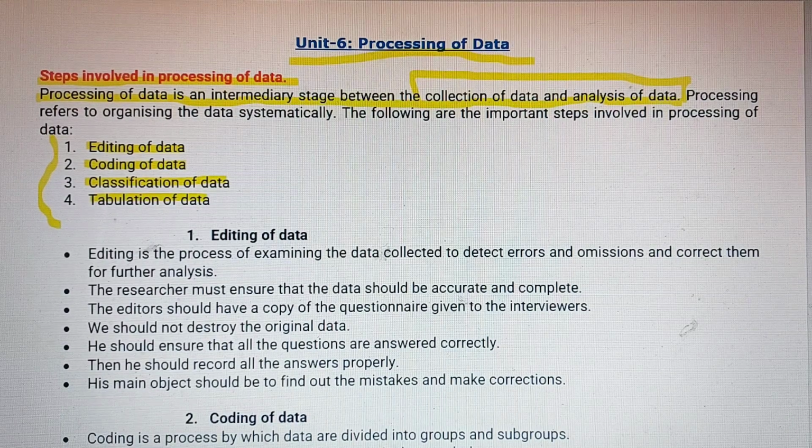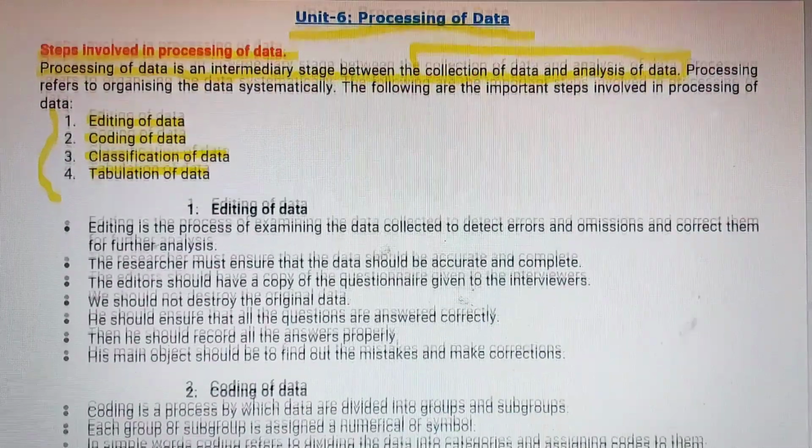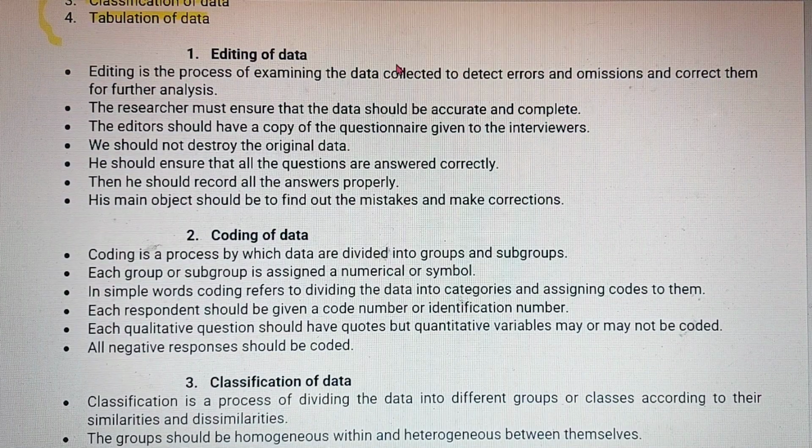Now, one by one, let's try to understand the meaning of all these points. In editing of the data, as the name implies, we will edit the data. We will examine whether the data collected are true or false, whether they are useful for the studies or not. And the researcher must ensure that the data must be accurate and complete. And he should not destroy these original data. So all these things are done in editing of data.